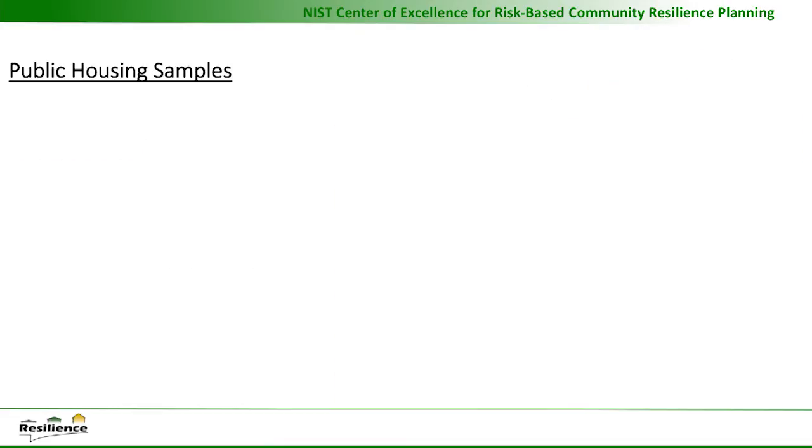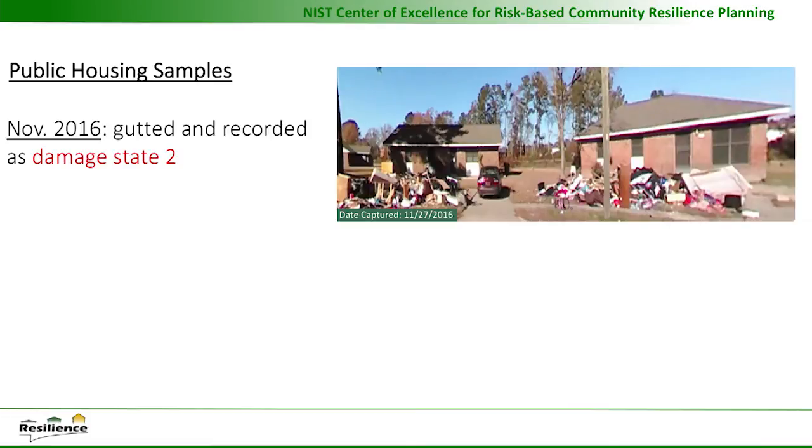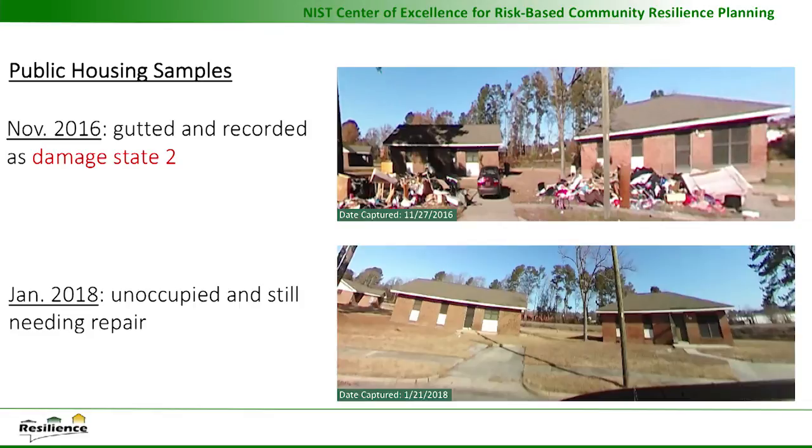And our last type of housing sample that we'll look at is public housing. So this is one public housing facility that we visited. These had also been gutted and recorded as damaged state 2. When we returned in 2018, they were unoccupied and still needing repair. And this was largely what we observed across that public housing complex.